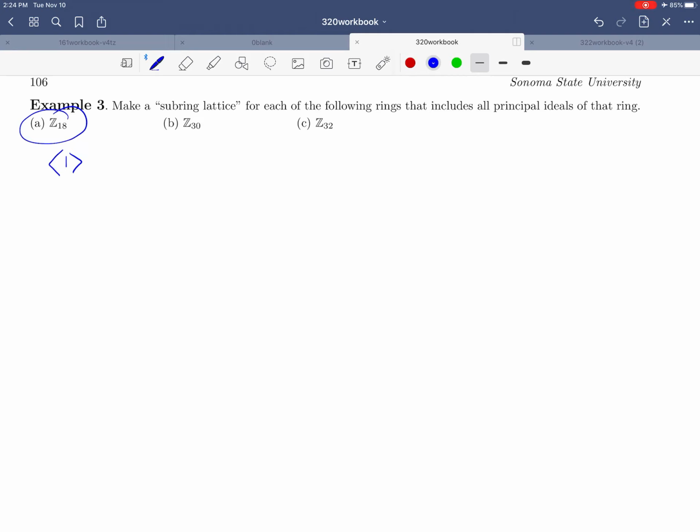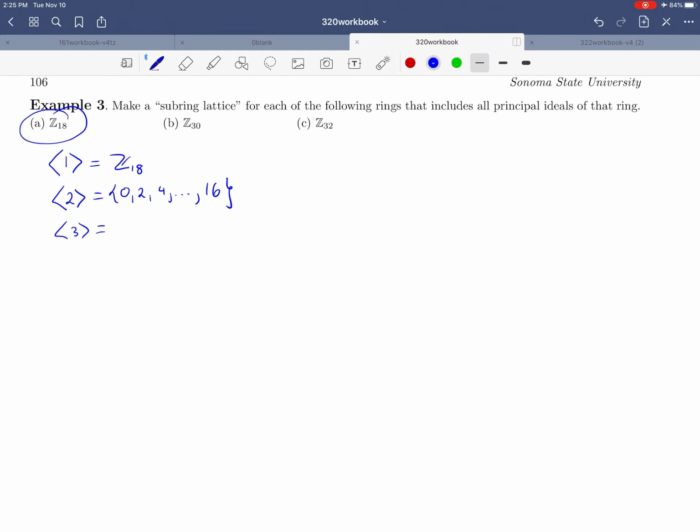So we have 1. So what do we get if we have 1 as a generator for this ideal? Well, we get the whole ring back. So that's Z18 right there. What about if we are looking at the principal ideal generated by 2? What does that look like? Well, those are all the multiples of 2. So we have 0, 2, 4, all the way to 16. 18 is 0 again, so we are going all the way up to 16.